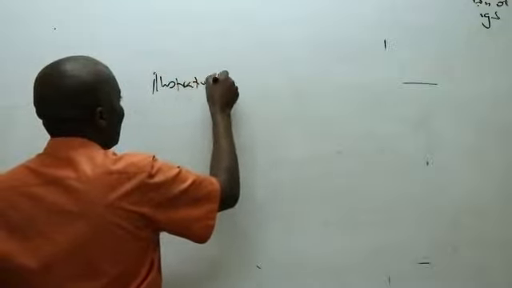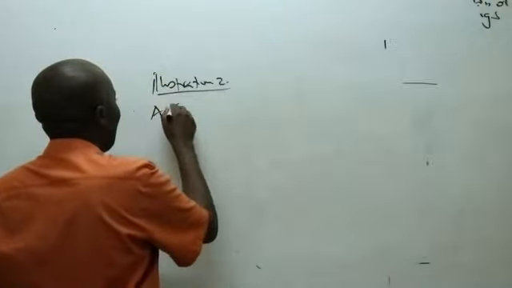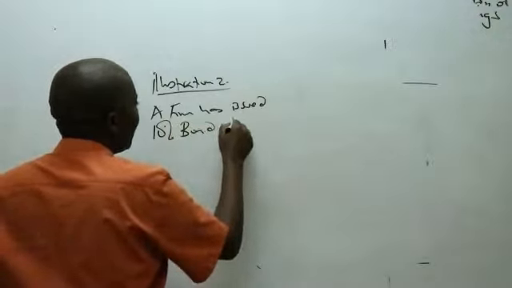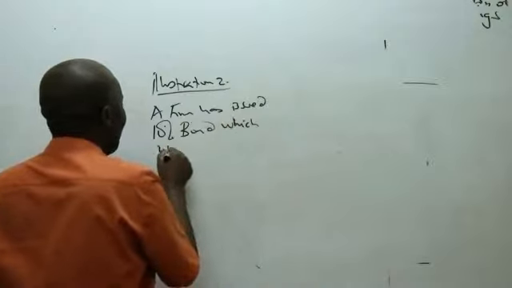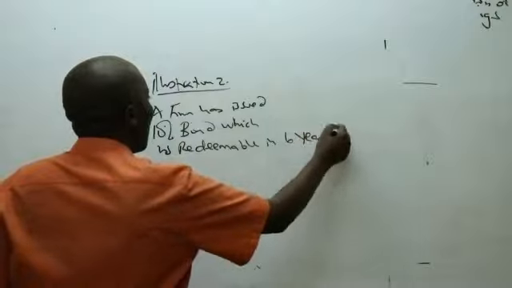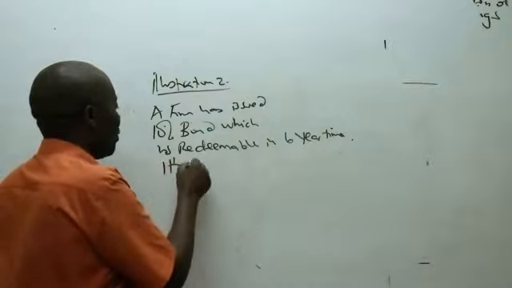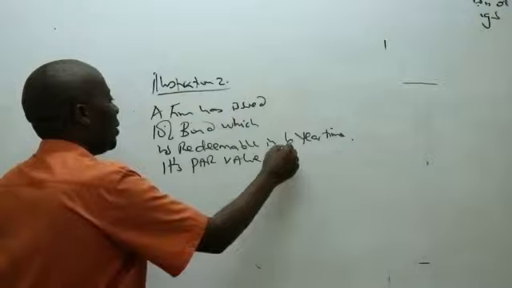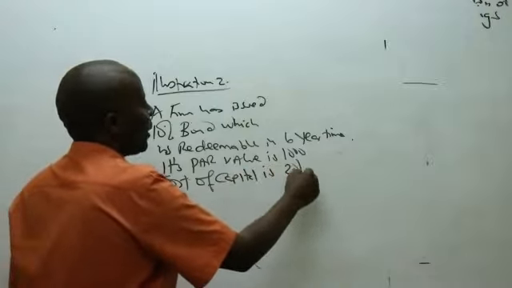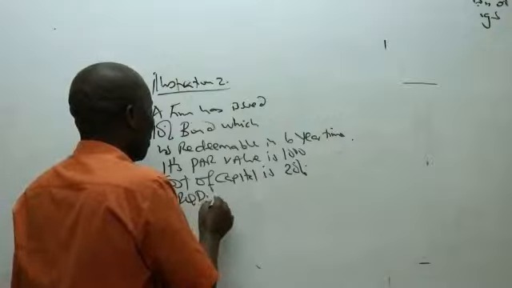So we have here illustration 2. They have given us a firm that has issued a 10% bond, which is redeemable in 6 years' time. Its par value is 1,000, and the cost of capital is 20%. So we are required to determine the value of the bond.